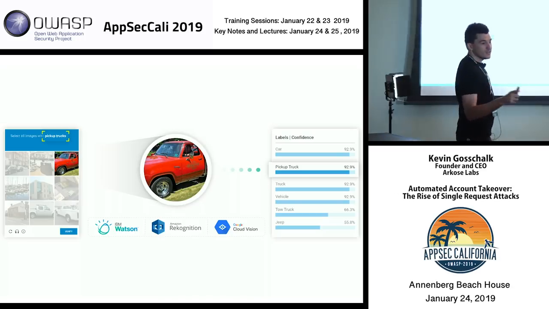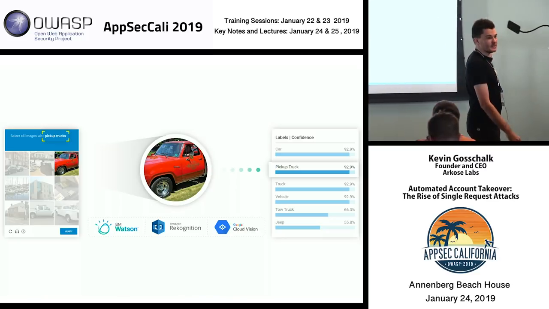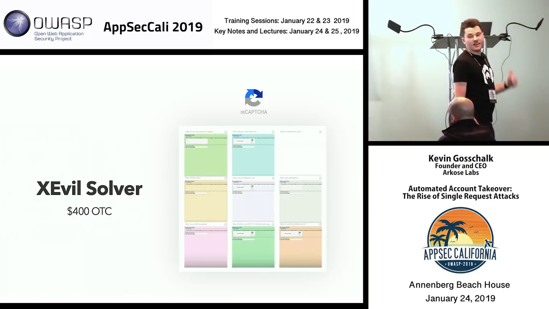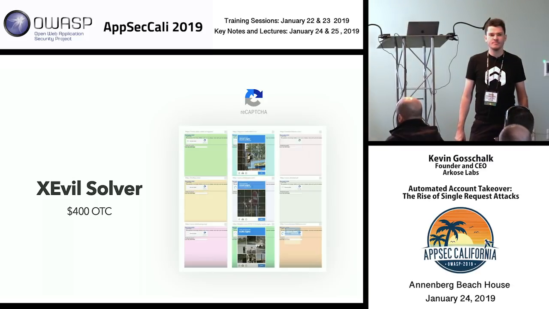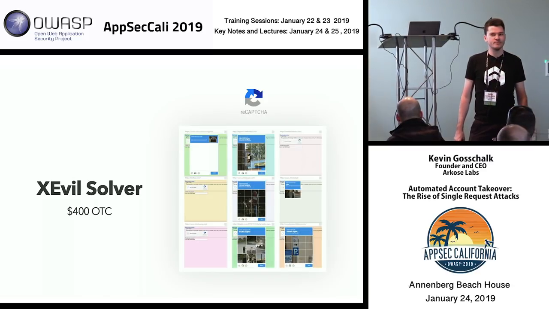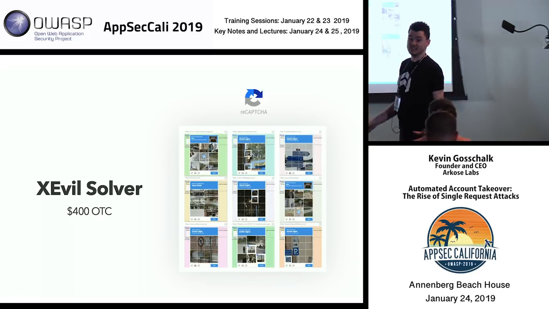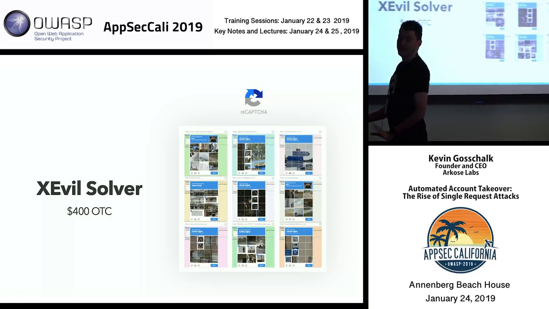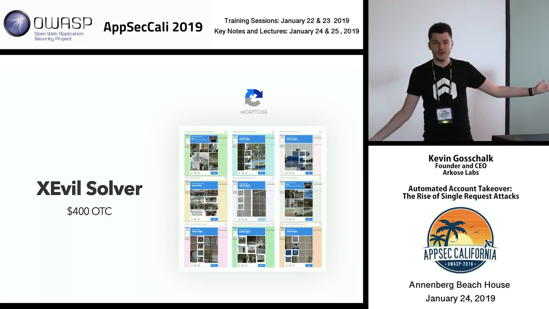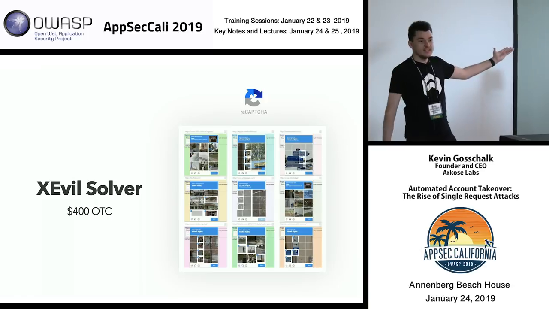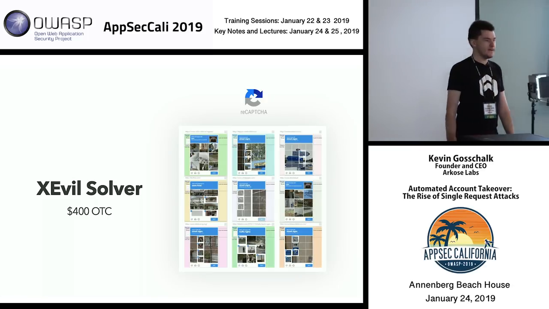Good news for self-driving cars. Machines are really good at doing this and can pretty much 100% bypass this technology now as well. There's a piece of software you can buy called XEvil. Any Russians in the room? No Russians? This is Russian software, of course. It's $400. It's pretty expensive. But this will 100% bypass reCAPTCHA. We bought it, of course. We like to support our Russian friends. And tested it, and yes, it does work on every website that uses reCAPTCHA.